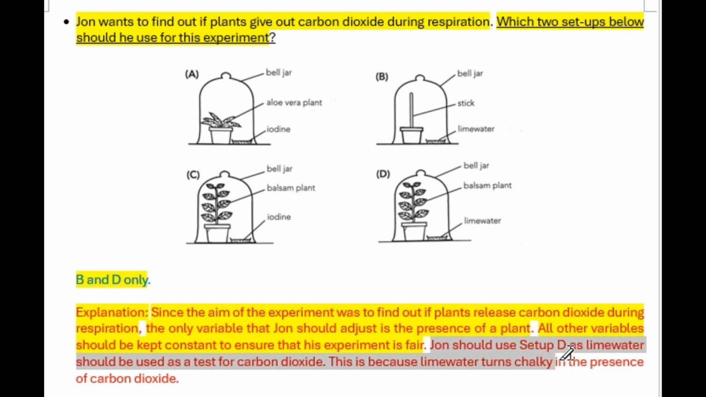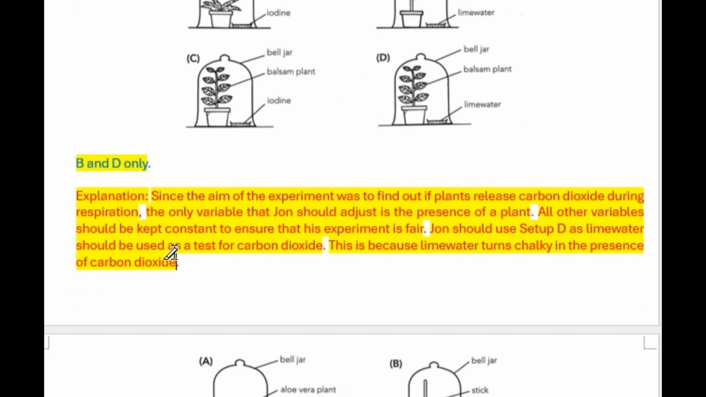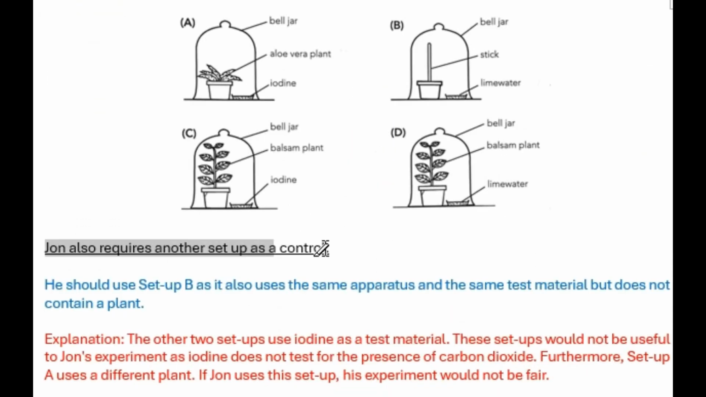John should use setup D, as lime water should be used as a test for carbon dioxide. This is because lime water turns chalky in the presence of carbon dioxide. John also requires another setup as a control. He should use setup B, as it also uses the same apparatus and the same test material, but does not contain a plant.